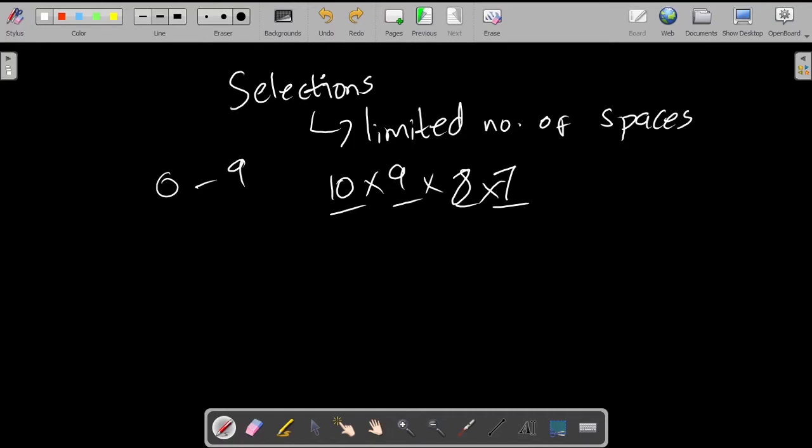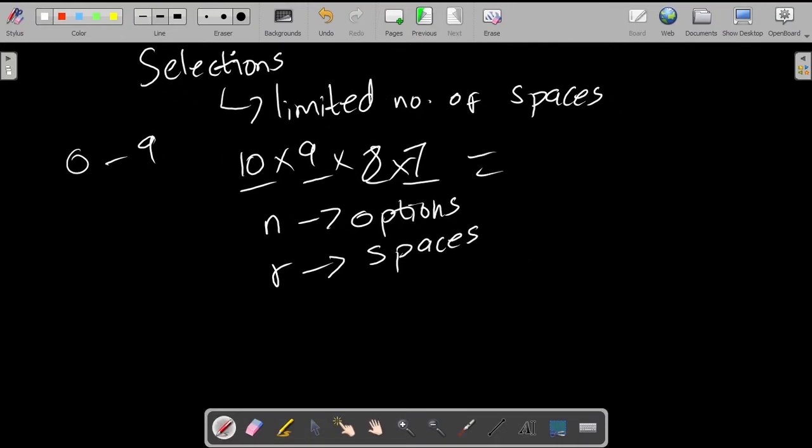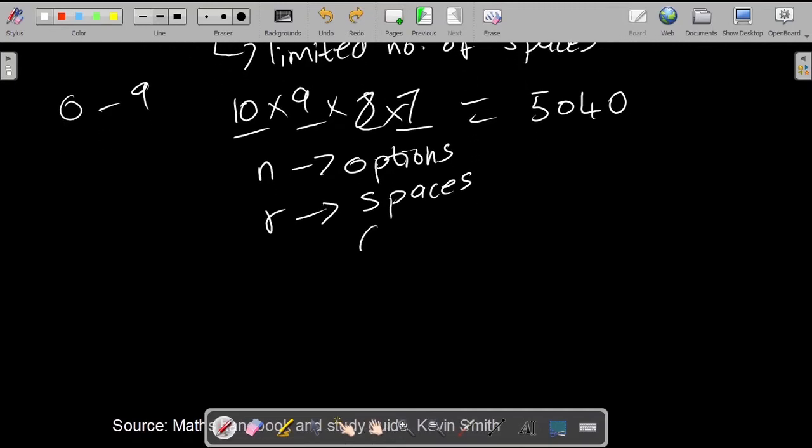Now, this can also be written in another format, taking n to be the number of options that you have, and r as the number of spaces that you have available. You can now see that the answer to this is if you multiply everything that I wrote, this is the answer that you expect. Now, with this new notation, or with these new variables, you can have a general form that you can use when you have limited space.